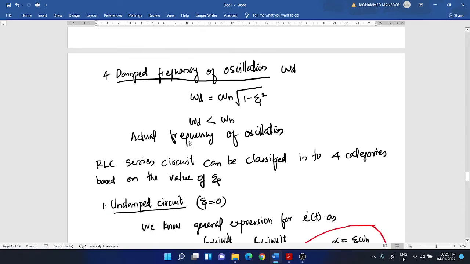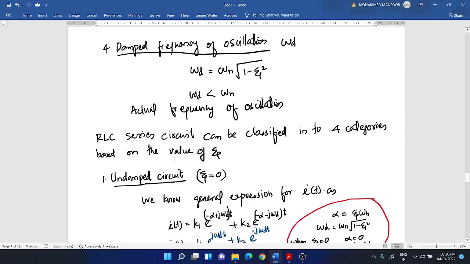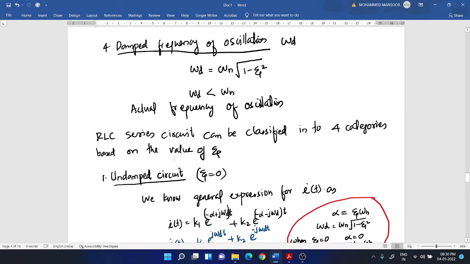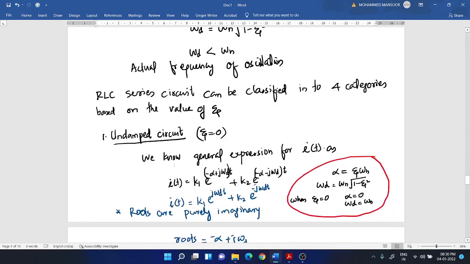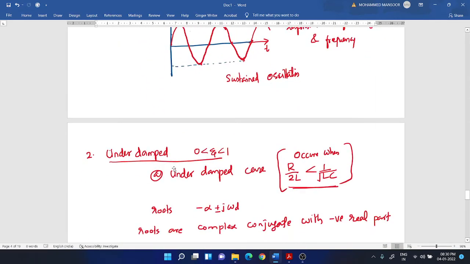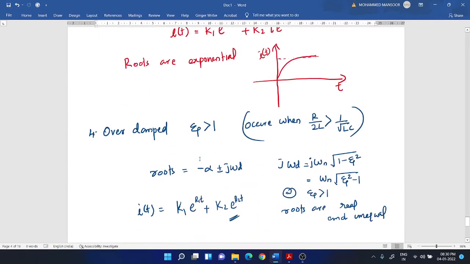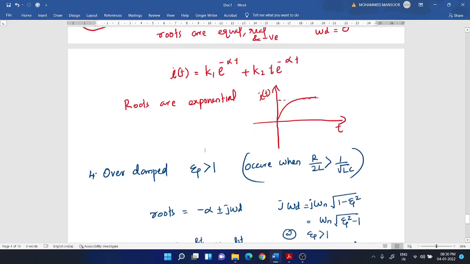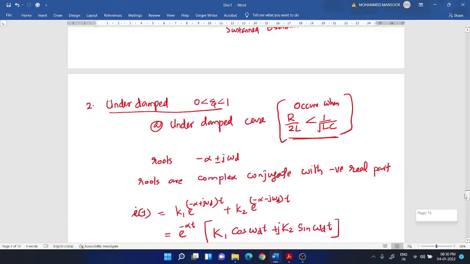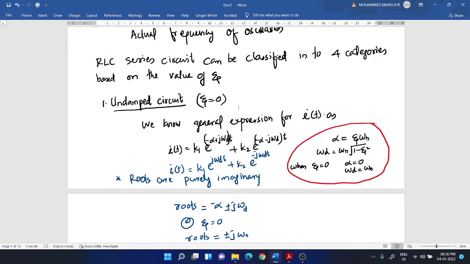So based on damping ratio theta, RLC series circuit can be classified into 4 categories. One is undamped circuit, second one is underdamped circuit, third one is critically damped circuit, and the last one is overdamped circuit. Let's see one by one. When theta is equal to 0, the circuit is termed as undamped system, undamped circuit.